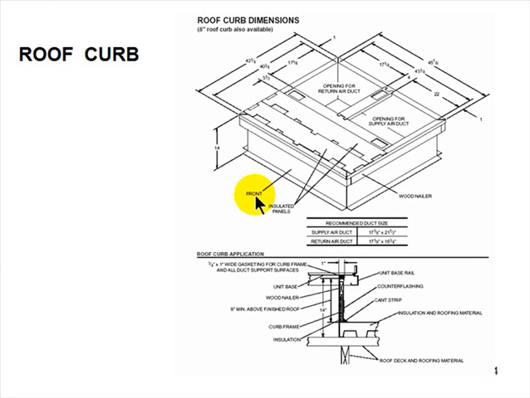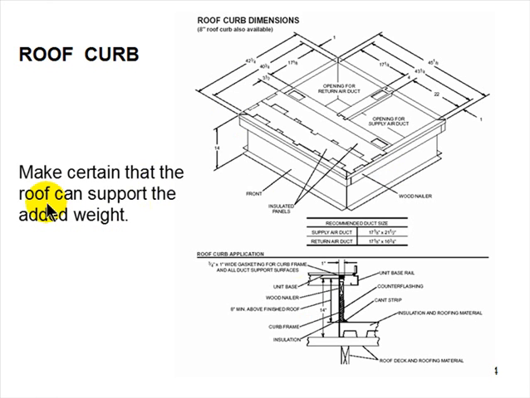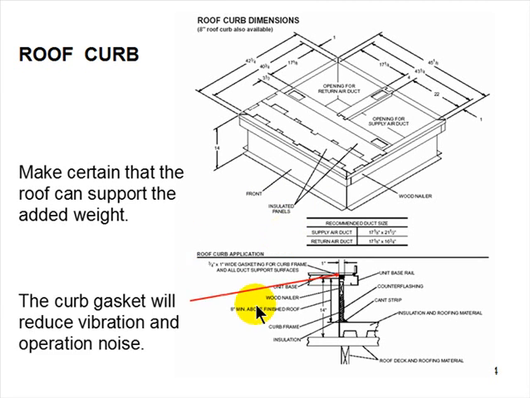Roof curb. Make certain that the roof can support the added weight. Know which way the beams are running and make sure that your mounting is perpendicular to that. Make sure that it can take the load. If you're in doubt, bring a structural engineer in, a mechanical engineer. The guy would be very happy to charge you $400 or $500 to look at it and tell you it's good or bad, or whatever they charge.